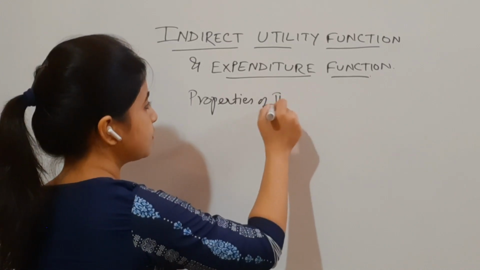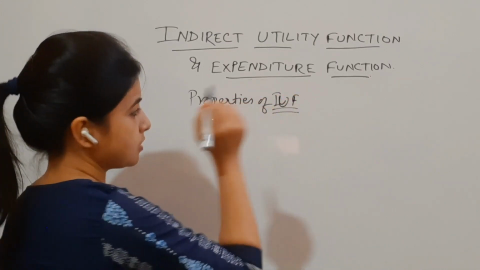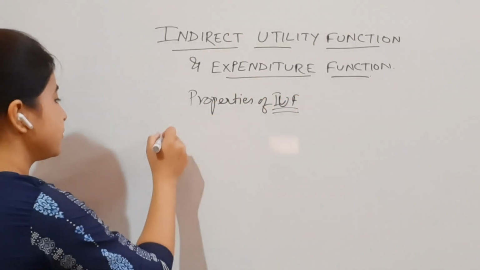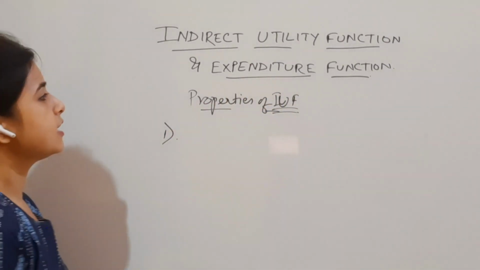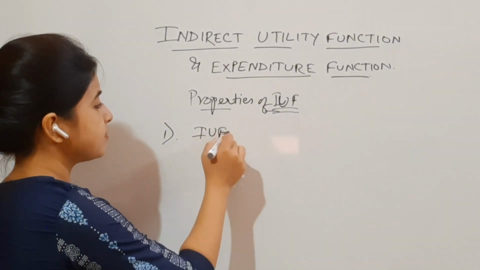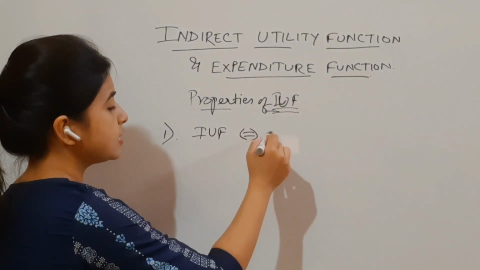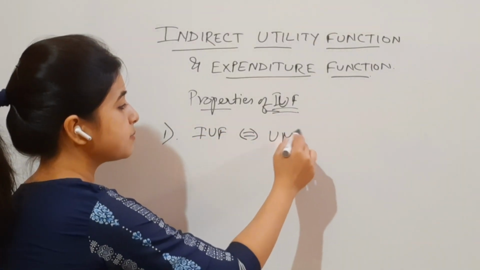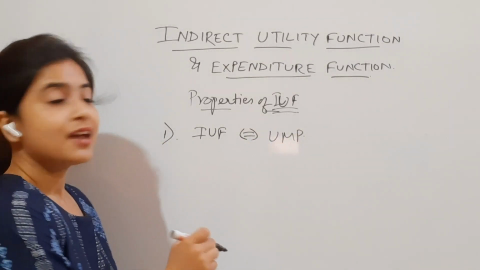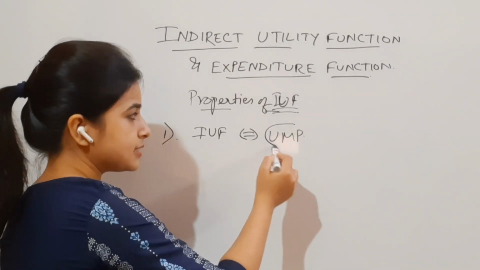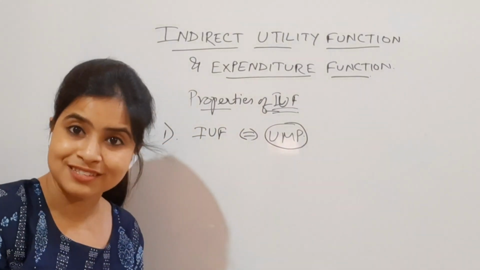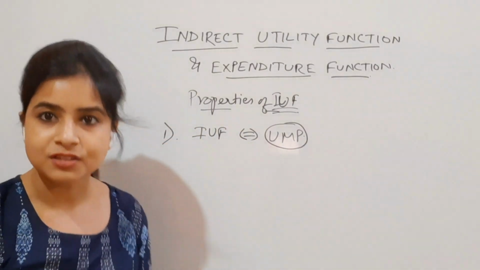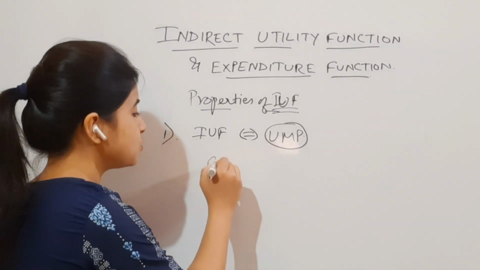The first one that I am going to take is the indirect utility function. In my discussion at the start of today's session, I said that the indirect utility function is related to the utility maximization problem. So therefore the assumptions of the utility maximization problem also hold in the case of the indirect utility function, which include that the consumers are rational.